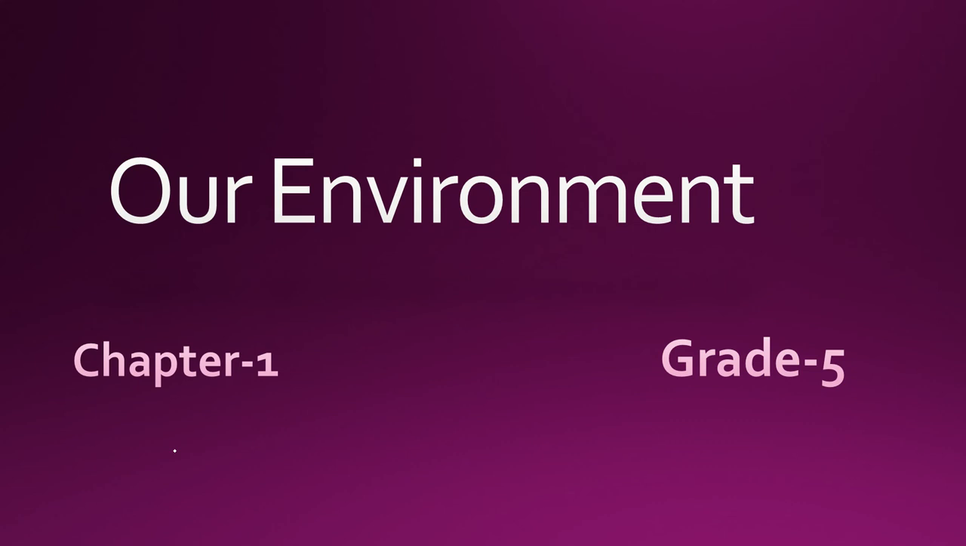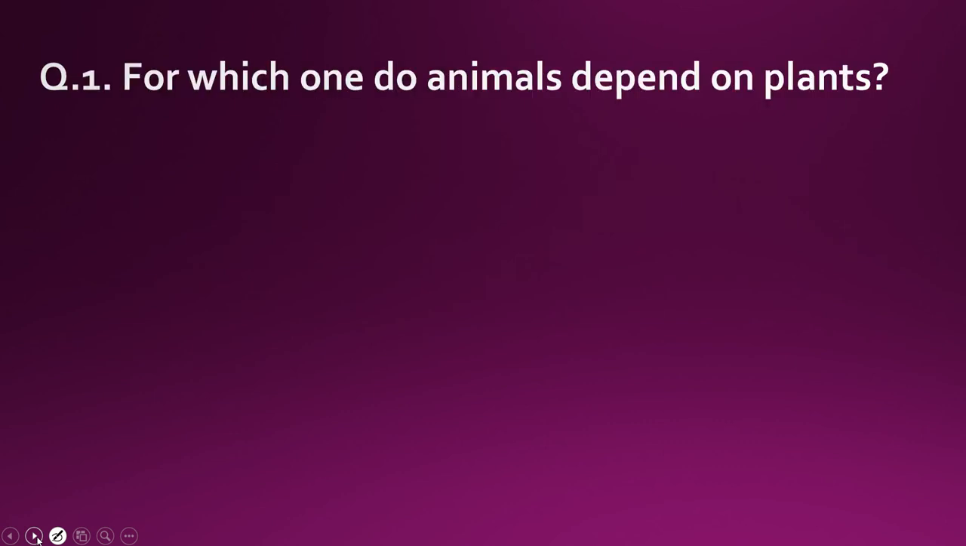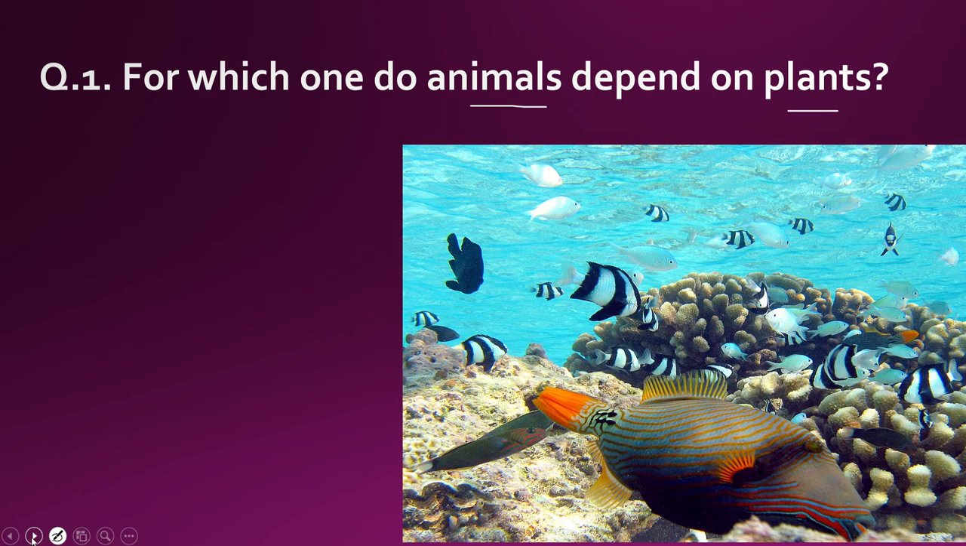This is our environment, that is chapter 1, grade 5. Here's a question: for which one do animals depend on plants? So here's the option. Here you can see animals and plants living together in one environment.